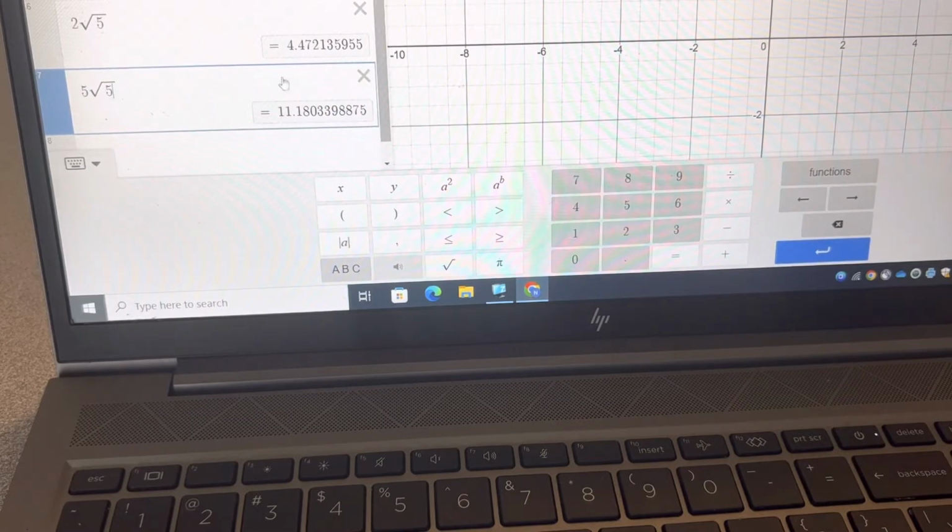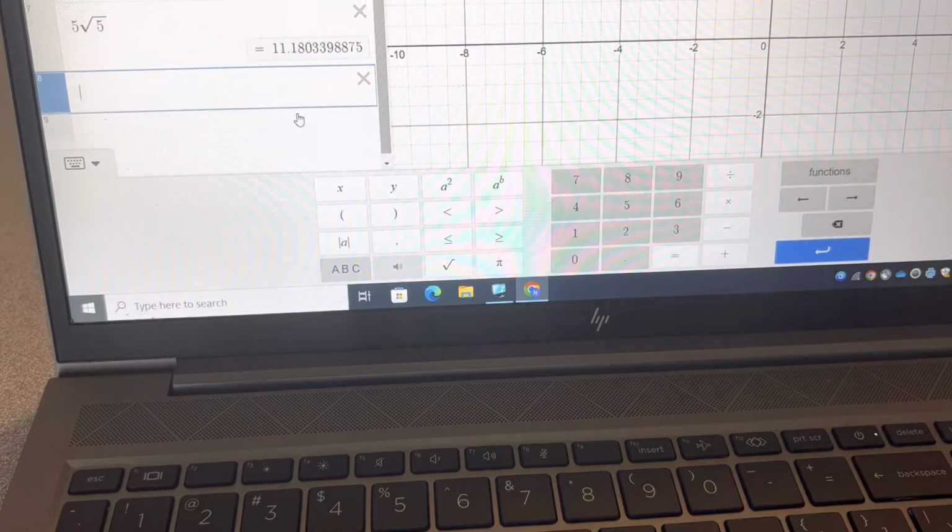So there's another way to do this. You could just match the decimals. All right, let's go to number 10.